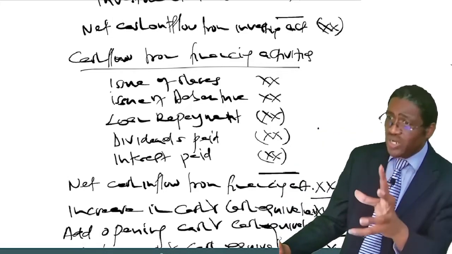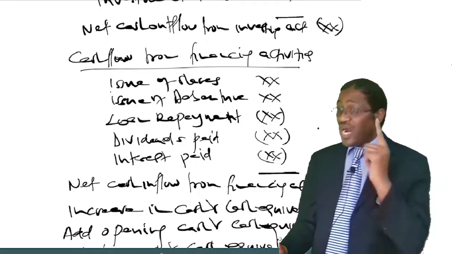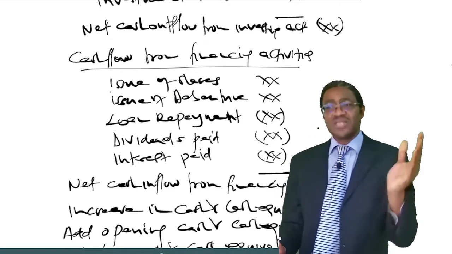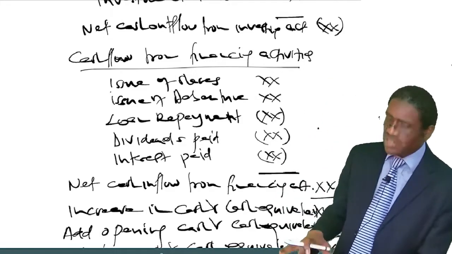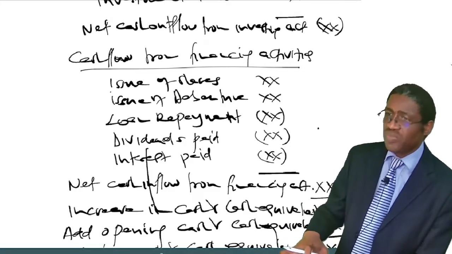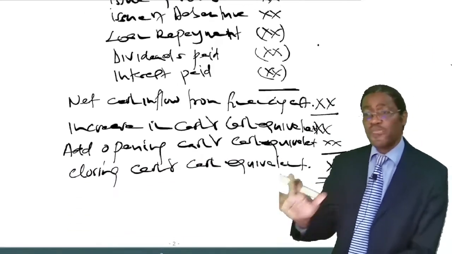To the shareholders, you must have paid them dividend. That's an outflow under financing. To the debenture holders, you must have paid them interest. That's also financing. Whatever you get, the totals of all your financing activities, push it to the extreme, call it net cash inflow or net cash outflow from financing.